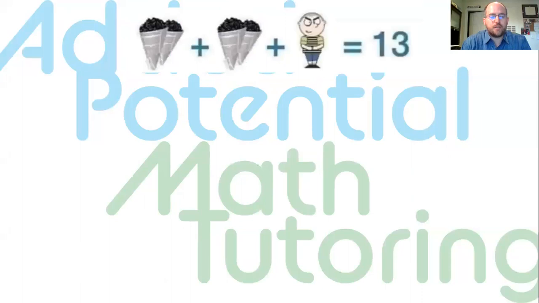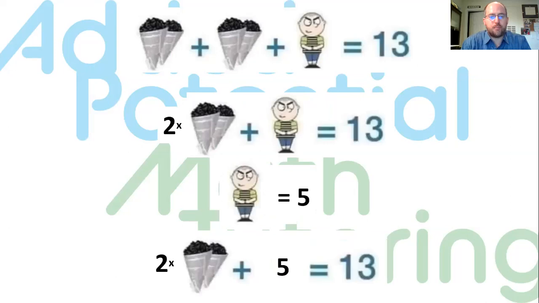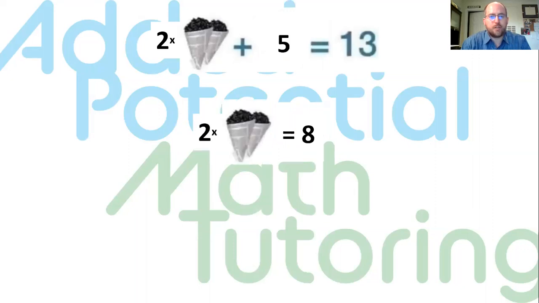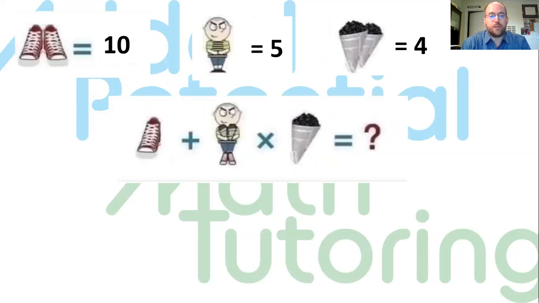Let's look at the last equation. We get two pairs of popcorn plus a boy equals 13. We know from the last equation that a boy equals 5, so we plug that in. We get 2 pairs of popcorn plus 5 equals 13. We subtract 5 from both sides, get 2 pairs of popcorn equals 8. So a pair of popcorn equals 4 after we divide both sides by 2. So we've now solved for these 3 variables, the 3 variables that were in the first 3 equations.